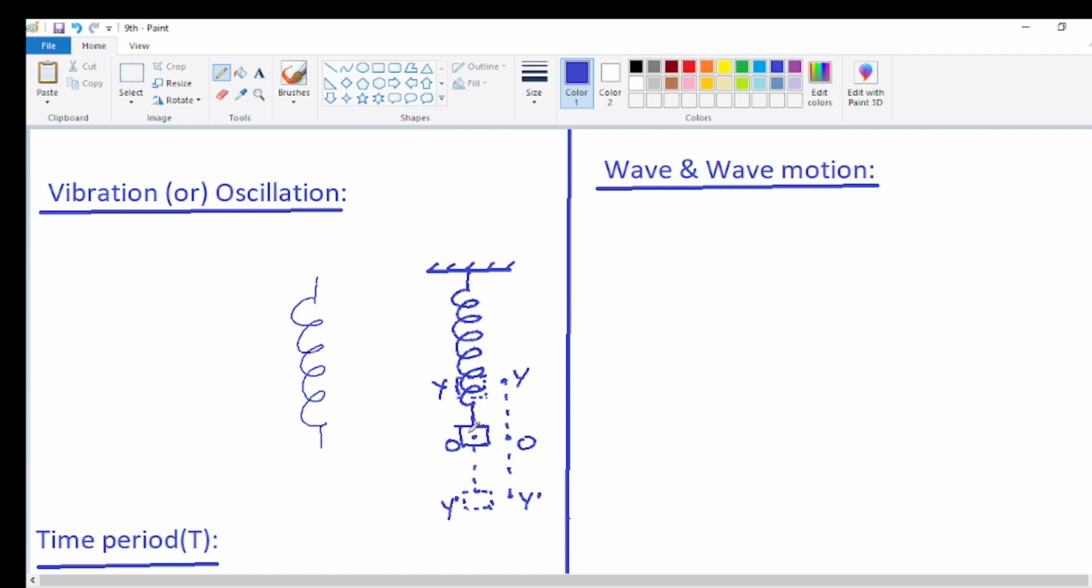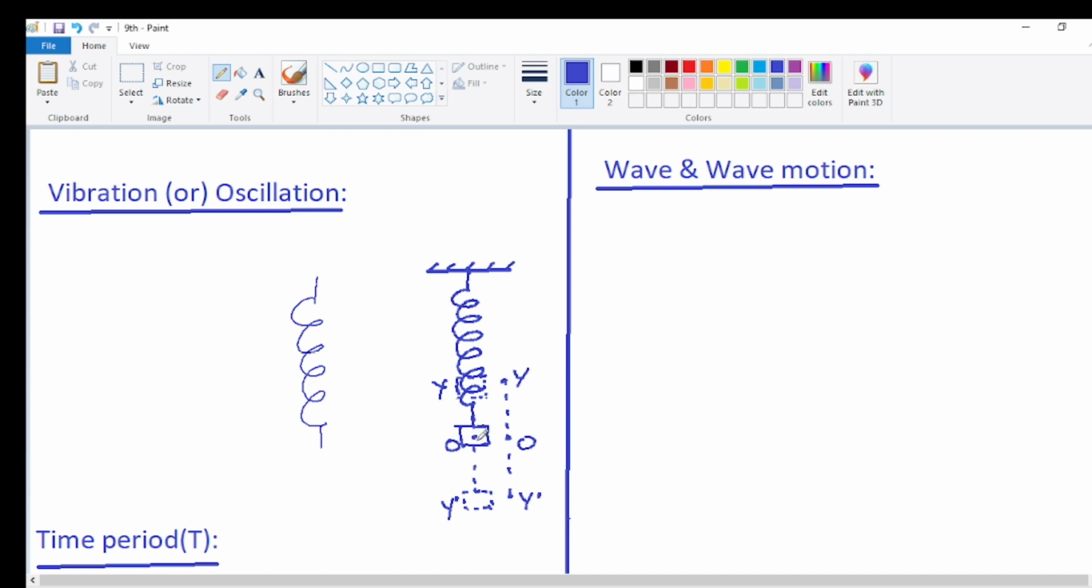Initially the load is at its position of rest. This is called the mean position. These terms are very important. The initial position of rest is called the mean position, and the center of the load in this position is denoted as O.